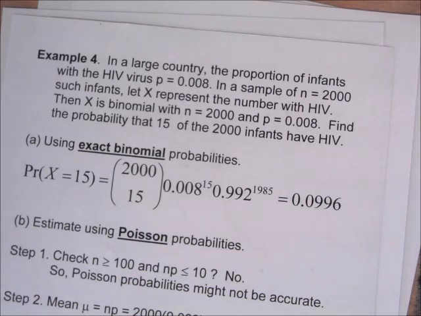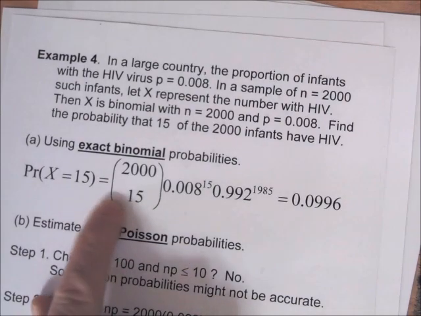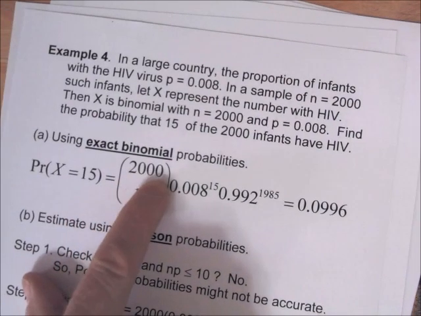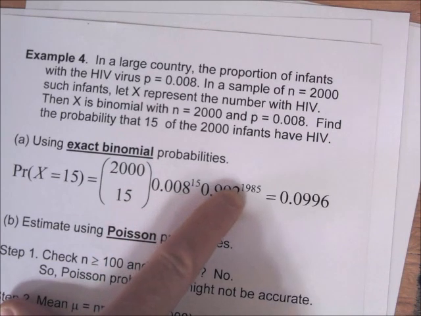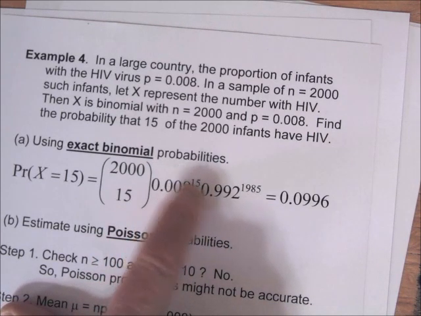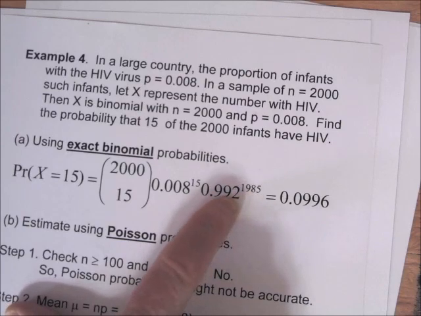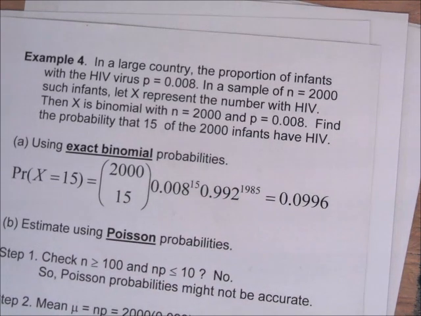So the exact probability, this is binomial, and for this particular problem, binomial is not hard. Sometimes, depending on the problem, binomial can involve a lot of computation, but this one is not too bad. Probability x equals 15 is 2000 choose 15, times 0.008 to the 15, times 0.992 to the 2000 minus 15, which would be 1985, and that comes out to be 0.0996.